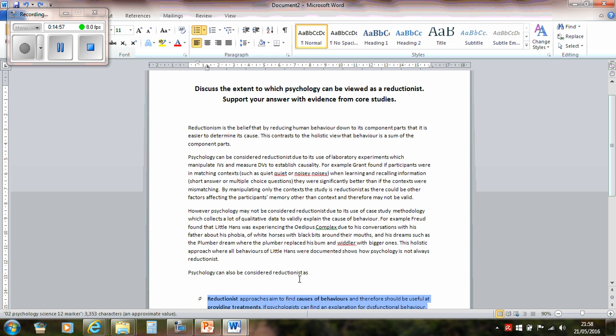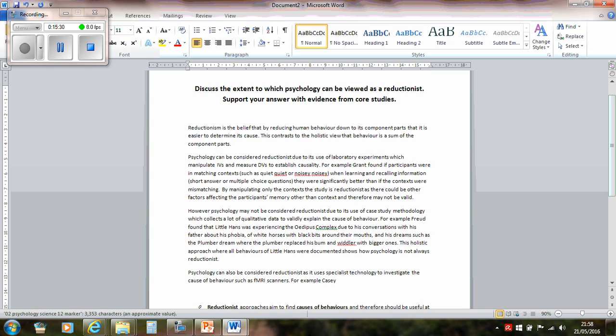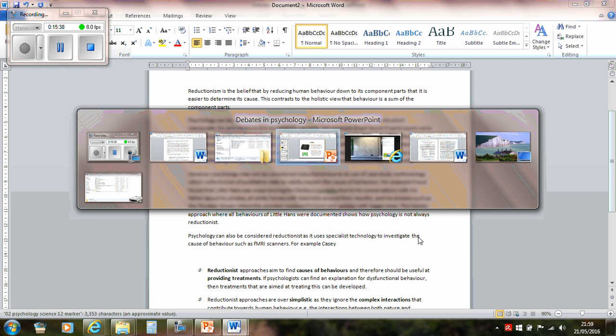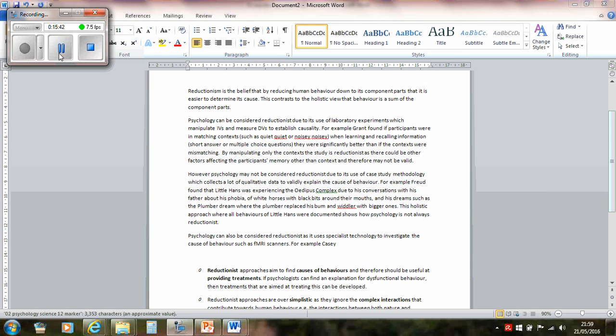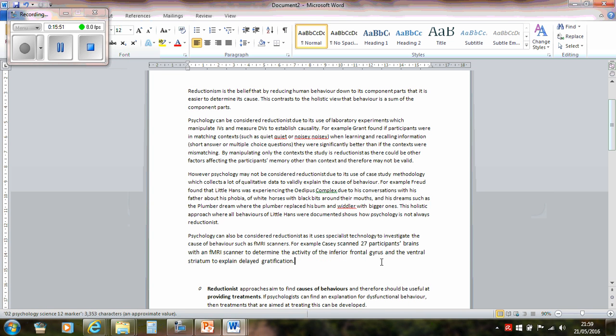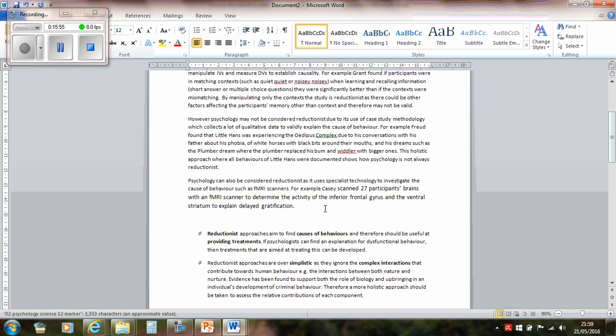Okay, we could perhaps use the point about using scientific methodology, or something that says you're testing for things that are reductionist. So maybe you consider it reductionist as it uses specialist technology to investigate the cause of behaviour, such as fMRI scanners, for example. Casey. In fact, you could probably use the same stuff that we did last time. For example, Casey, it's got 27% brains and fMRI, so determined to do different classifications. It's all the same, you can use it.